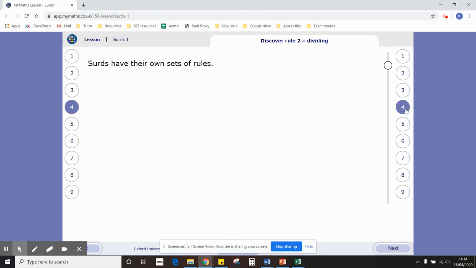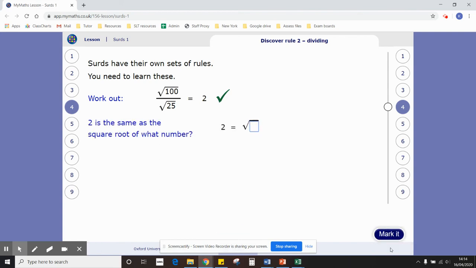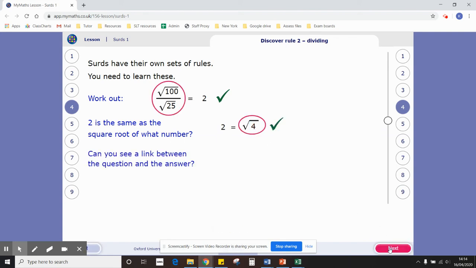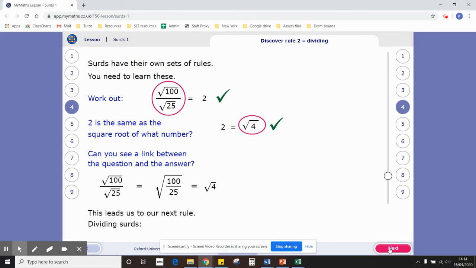The next rule that we would then have a look at is our division rule. So for example, the square root of 100 is 10. The square root of 25 is 5. 10 divided by 5 gives me 2. But again, we can see where that comes from. 2 is equal to the square root of 4, okay, which links back again to our original question. So the square root of 100 over the square root of 25 can be written as the square root of 100 over 25. So you're putting it back into one square root, giving us the square root of 4, which is then 2. Okay, and again, you've got another rule there that you may want to pop in your books.